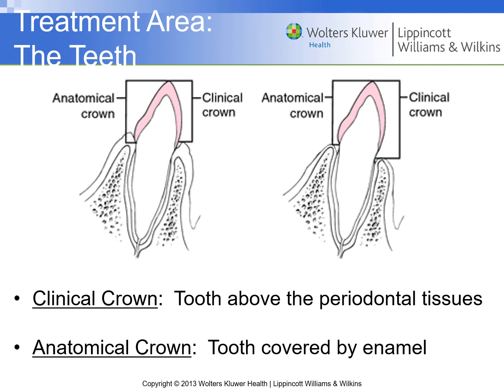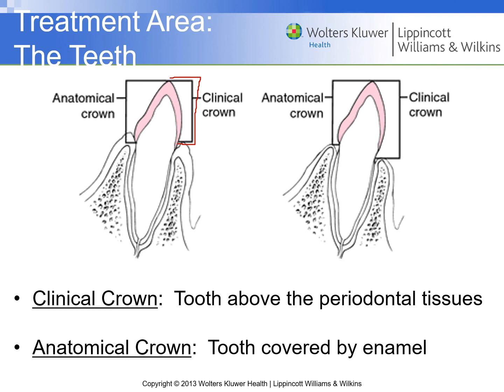So, the treatment area of the teeth. There's a difference between a clinical crown and an anatomical crown. The clinical crown is the tooth above the periodontal tissues. So here you have clearly the clinical crown, because there's the tissue and it goes all the way up to the top of the tooth. And then you have the anatomical crown, which is the tooth covered by enamel.